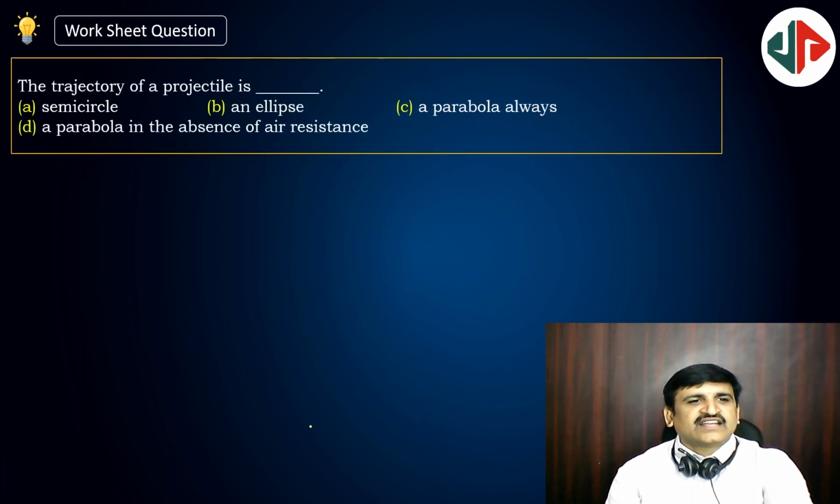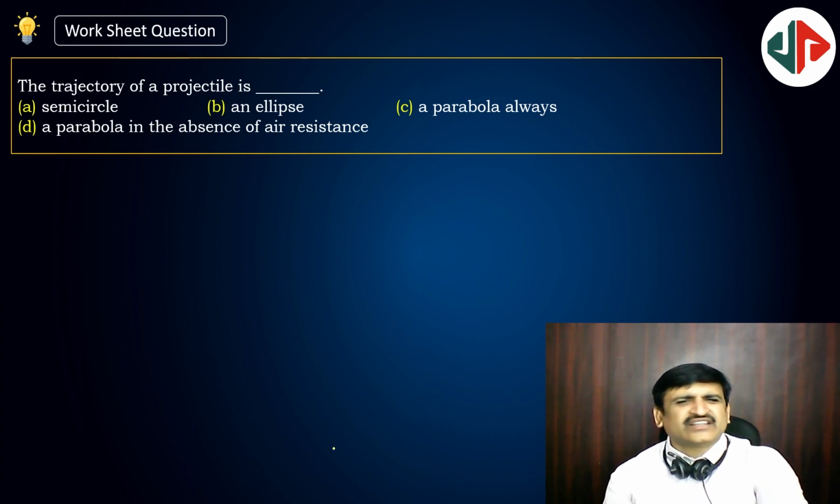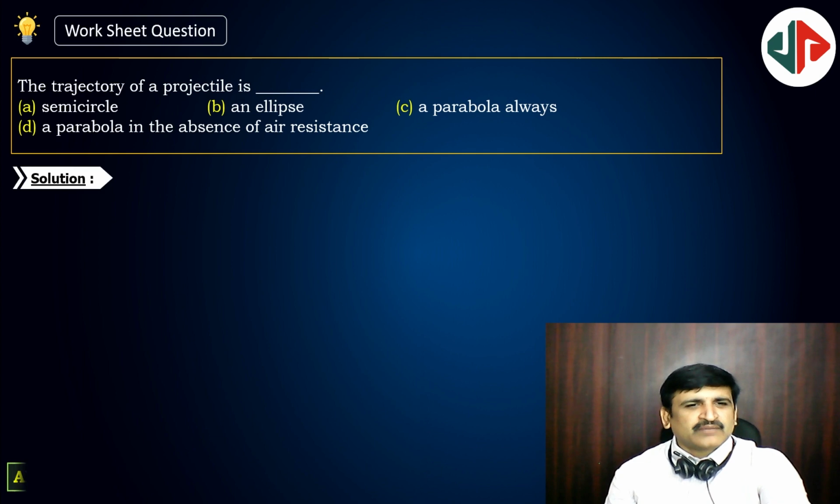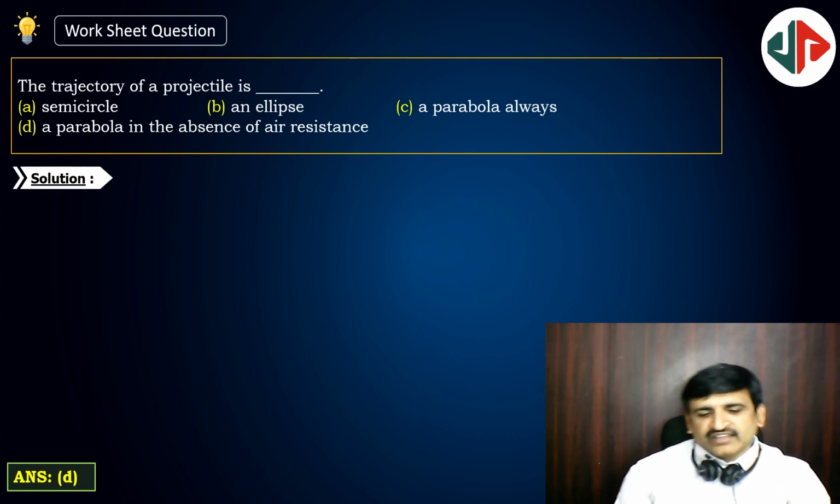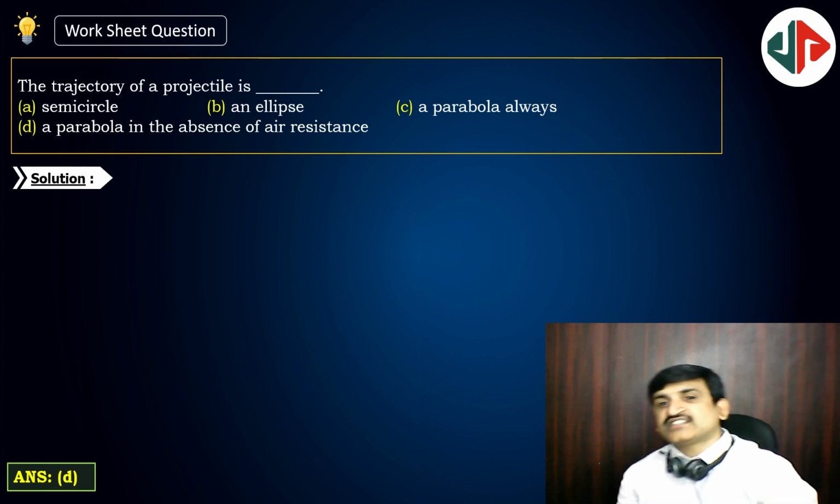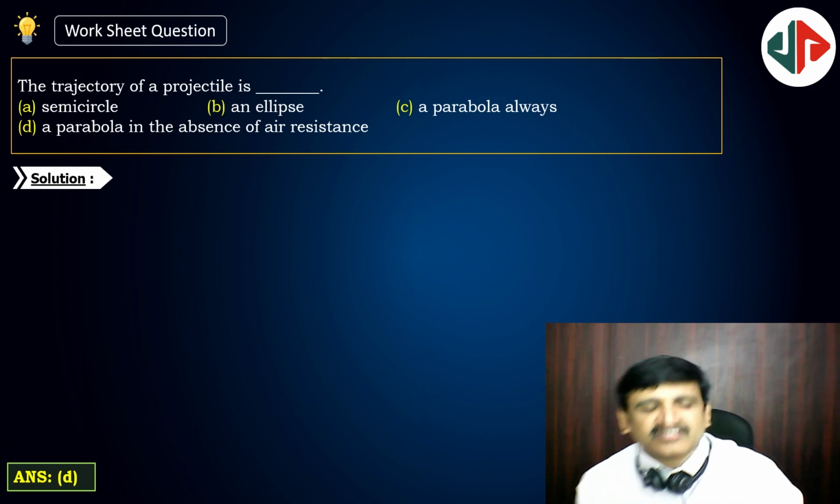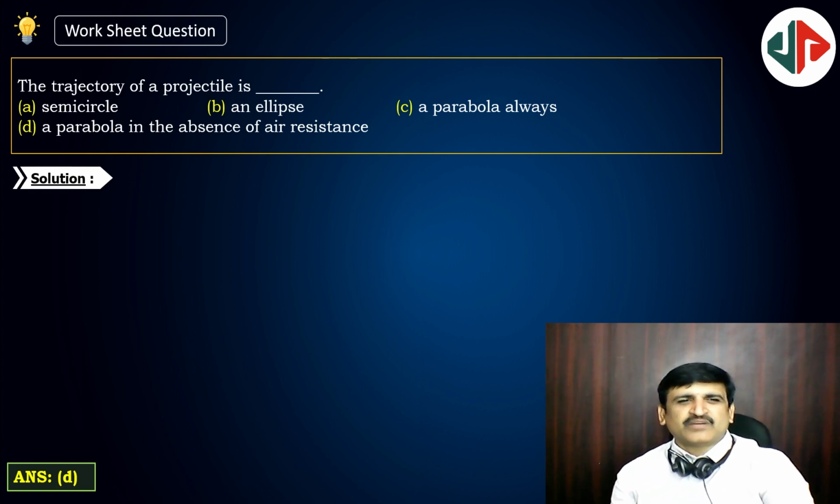Next, the trajectory of a projectile. This is a purely theoretical question: parabola, because you need to consider the parabolic expression, in the absence of air resistance. So read all the options very carefully. If air resistance is also considered, if air is offering strong resistance, then that can become a straight line or any other circle possibility also, depending upon air resistance.